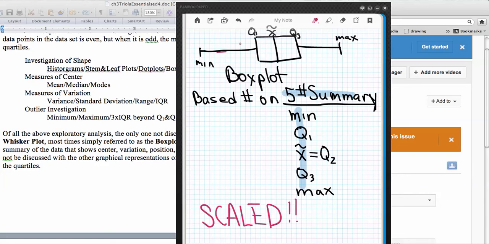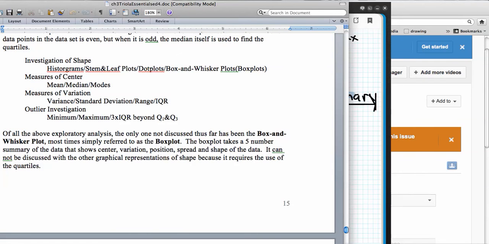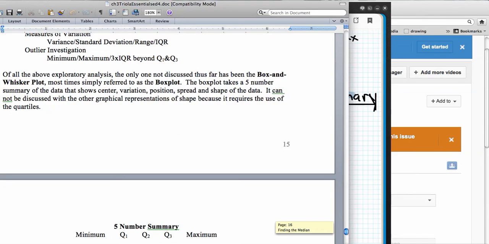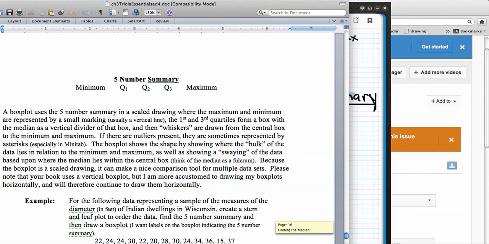Now, this box being shifted to one side or the other tells us about skew, but also the median being shifted to one side or the other can tell us about skew as well. So we have a couple of indicators of skew, and then the length of these tails helping to further that idea of skewness.